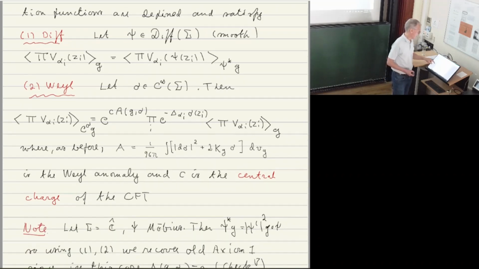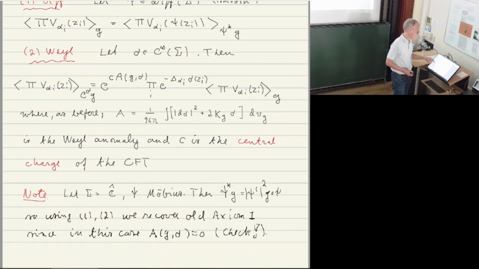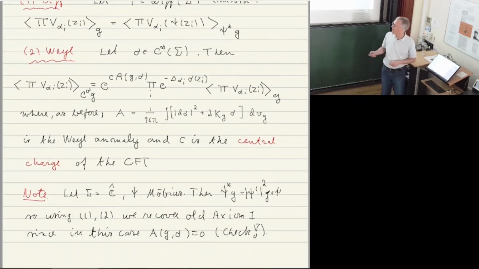That number depends on what your conformal field theory actually is. So that's what conformal invariance in this Riemannian setup says. If I now compare to what we had before with the Riemann sphere, Sigma was the complex plane with a point at infinity, and psi was a Möbius map. Then the pullback of the metric is just the derivative of psi squared times the metric composed with psi.